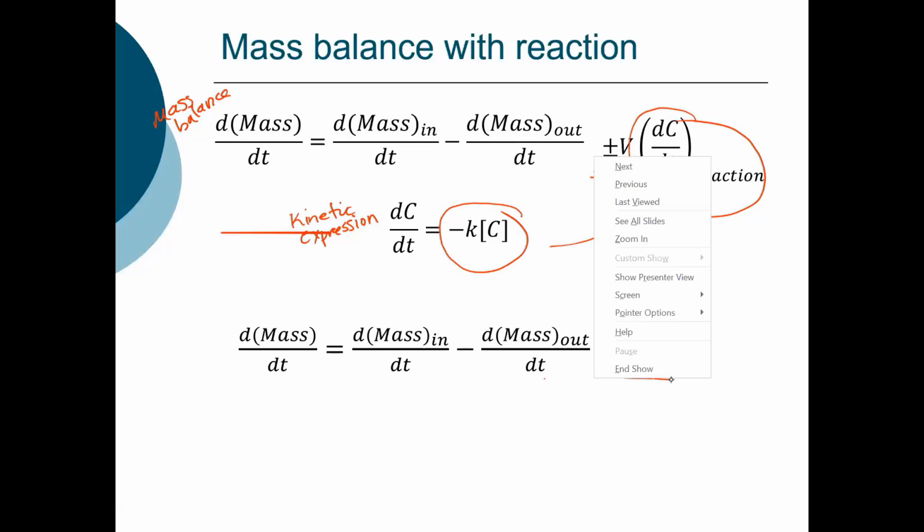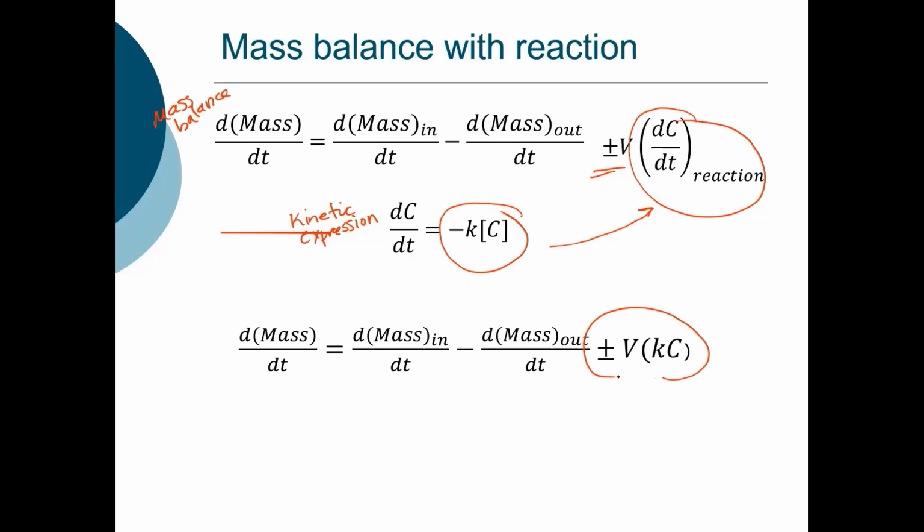We end up with a term here, V times kC. So it's the volume times the first order rate constant times the concentration. And this here is going to be the concentration in the reactor. I've put up another poll. As we talk about this, we've been talking a lot. So you should see the results.